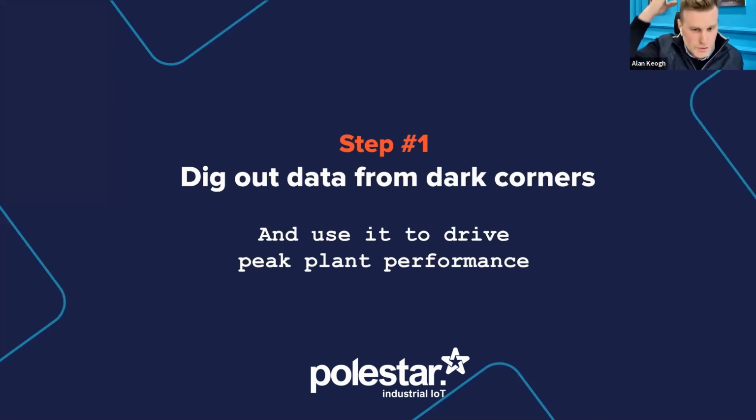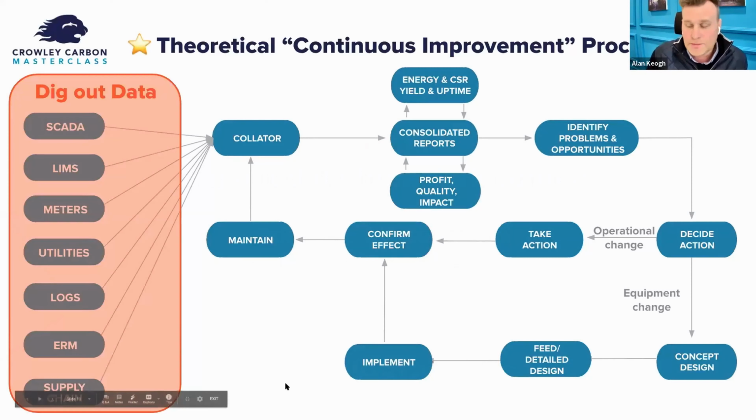Using the technologies that Julian talked about and engaging the people, which we 100% agree with as well. So step one is to start digging data out of dark corners. So we all know about air compressors down the other side of the plant that nobody's ever looked at. How do we dig data out of dark corners in the OT realm, put it together and use it to drive peak plant performance ultimately? So this is where we are on the workflow, just to remind ourselves. So we're at this point here.